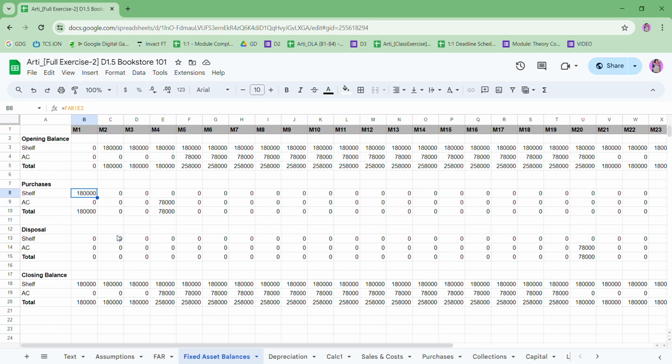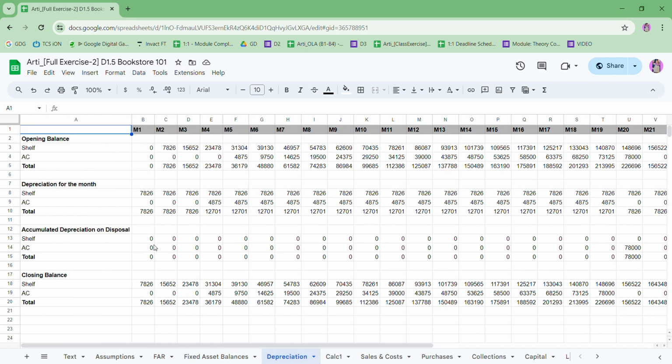Purchases: in month 1 the self item and in month 4 AC has been purchased. All this information can be clearly seen, and its disposal can also be seen. In month 20 AC has been disposed, and the effect can be seen that it has become zero after the disposal. How have we calculated our closing balance? We have added the opening balance with purchases and deducted disposals so that we get the closing balance.